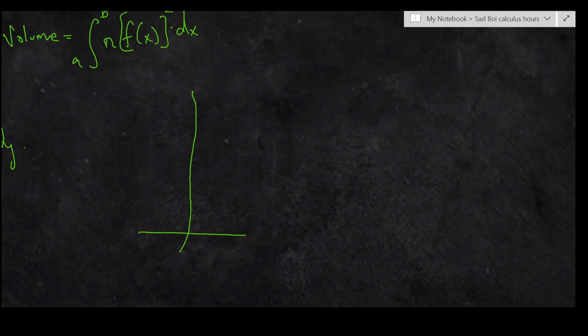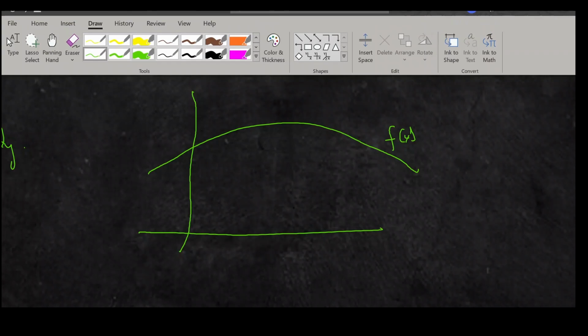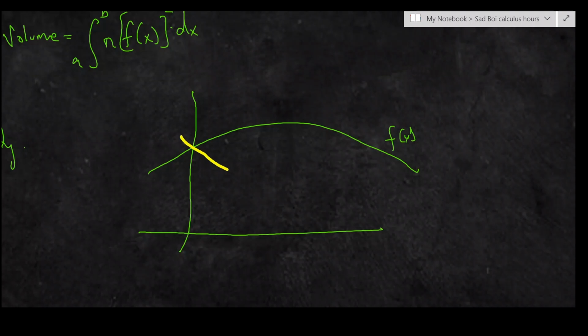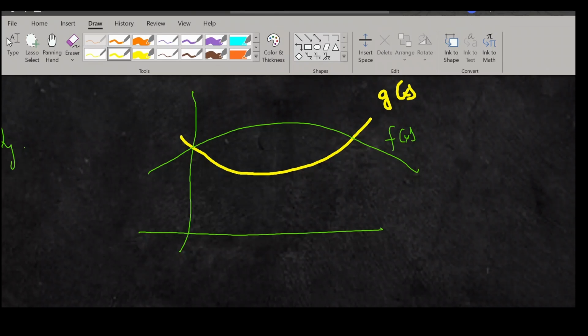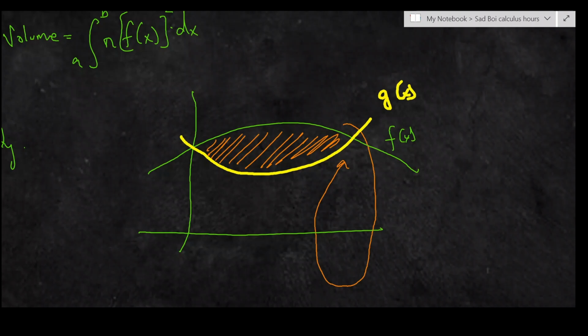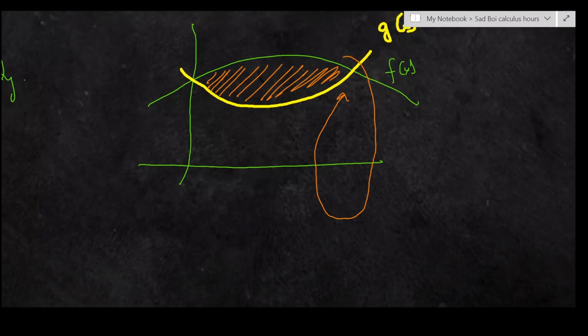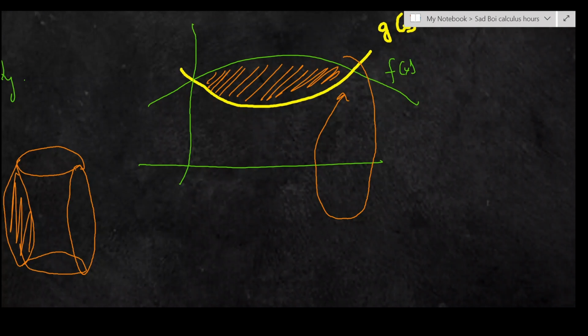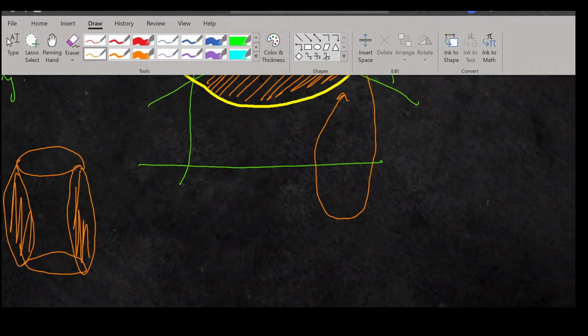Now let's talk about what we are going to do if we have the following configuration. Let's consider you have this function, let's call it f of x. And you have this function, let's call it g of x. And you need to calculate the volume generated when this area is rotated about the x-axis. What it basically is, is a solid of this form, a hollow solid.